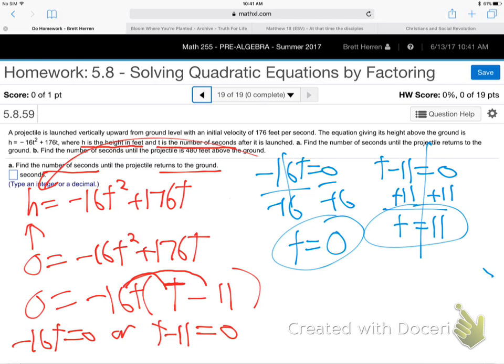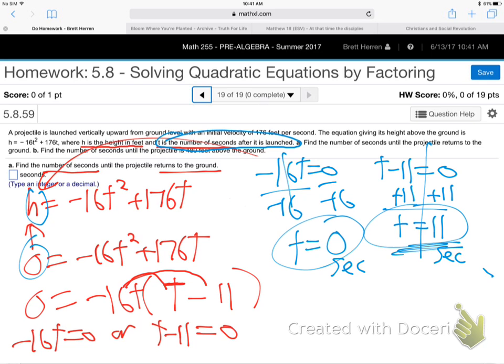Is that true? Let's keep real with this thing. What does that mean, 0 and 11? T, 0 and 11. At 0 seconds and at 11 seconds, remember that time is number of seconds after launch. At 0 seconds after launch and at 11 seconds after launch, the thing is at a height of 0. That's what we just solved. We made h 0. Well, yeah, I guess so. At time 0, it's at a height of 0 because it hasn't been launched yet. It's on the ground.